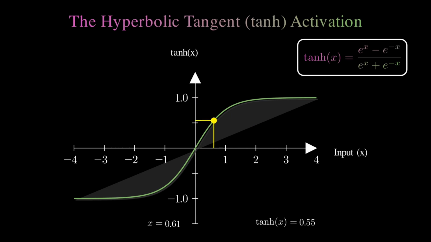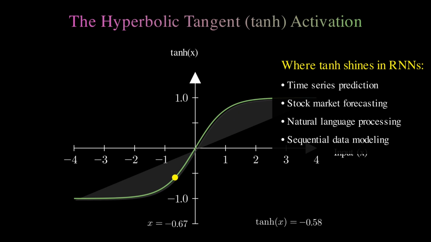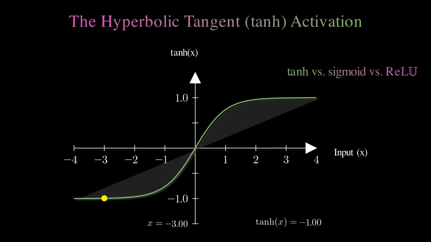It's centered around 0, which helps keep the network's activation balanced between positive and negative, making it easier to model changes over time. That's why tanh is widely used in tasks like stock market forecasting, natural language processing, and other sequential data problems, areas where capturing the direction and magnitude of change is crucial.